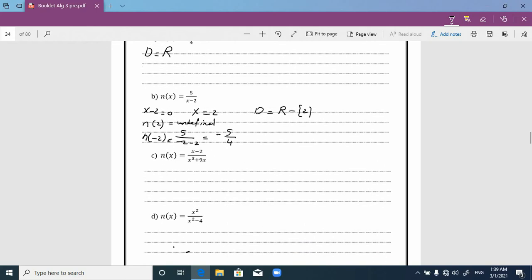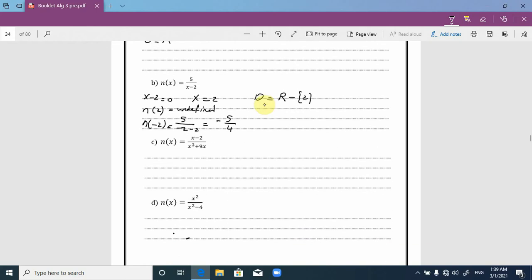Another example, n of x equals x minus 2 over x power 3 plus 9x. Put x power 3 plus 9x equals 0. We take x as a common factor, it will be x times x power 2 plus 9 equals 0. So x equals 0 or x power 2 plus 9 equals 0. There are no zeros of this bracket. So the domain of this function is R minus the set {0}.